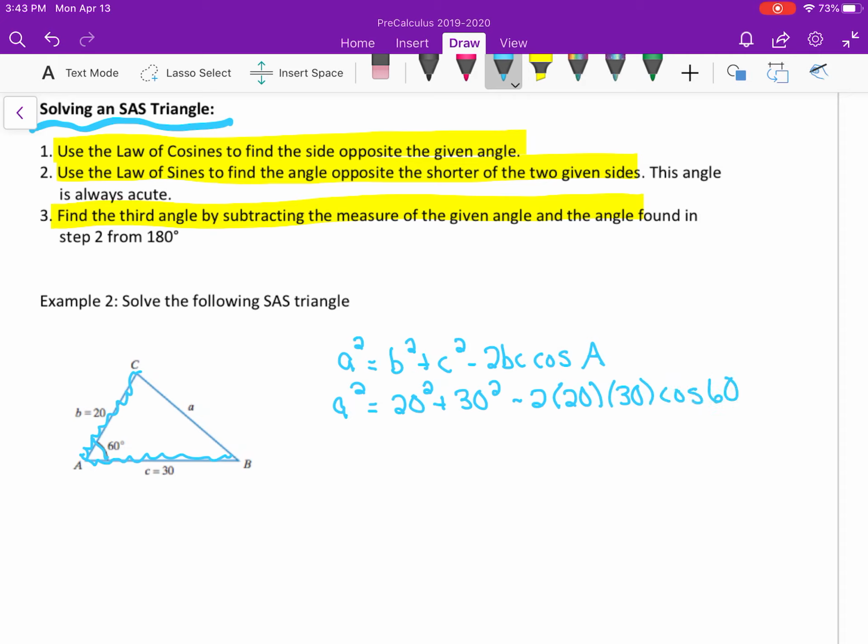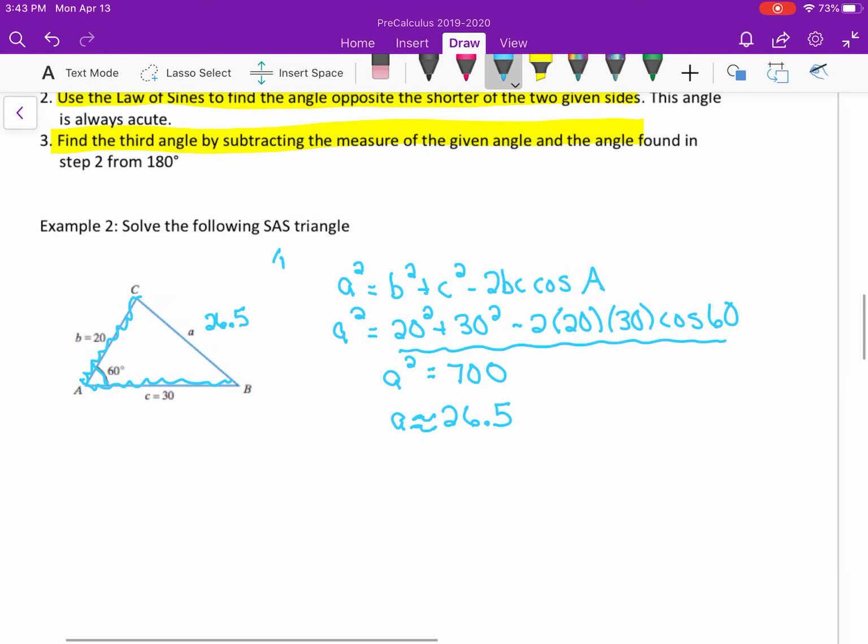You don't need to memorize these formulas. It's literally a matter of take the side that you want, and then you're using the other two sides and the angle. So literally, you're going to plug this in your calculator as is, including all your parentheses and making sure that you're in degree mode. You get a squared equals 700, square root that, and you get about 26.5. So we now know that a is 26.5, and that is step 1.